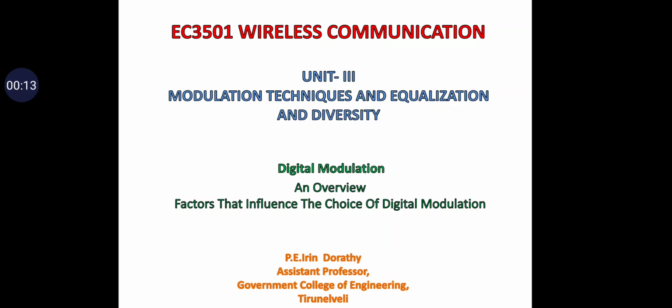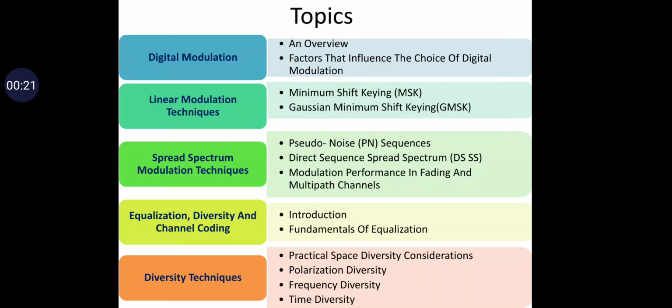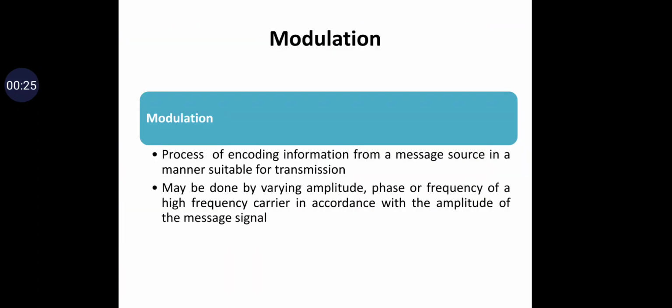Let's see the first topic, that is digital modulation and overview factors that influence the choice of digital modulation. These are the topics in third unit. Let's start with the first topic, that is digital modulation. Let's see about the modulation techniques.